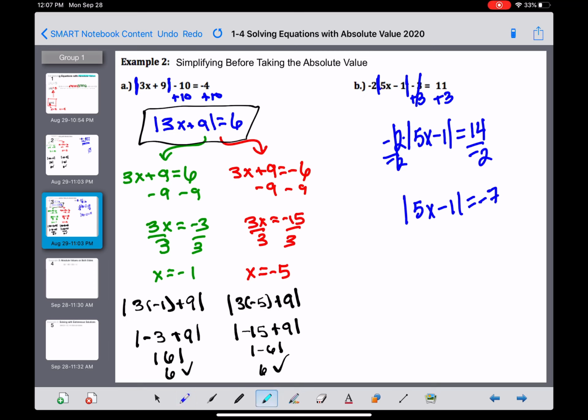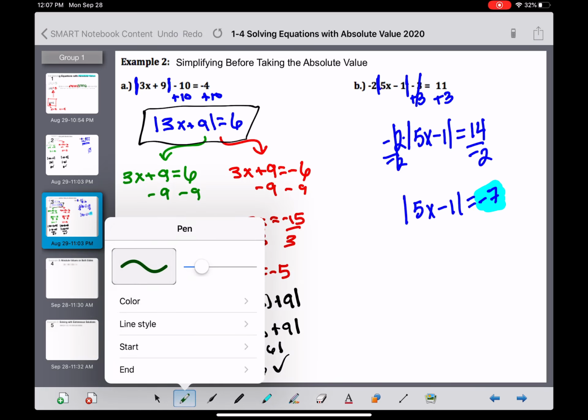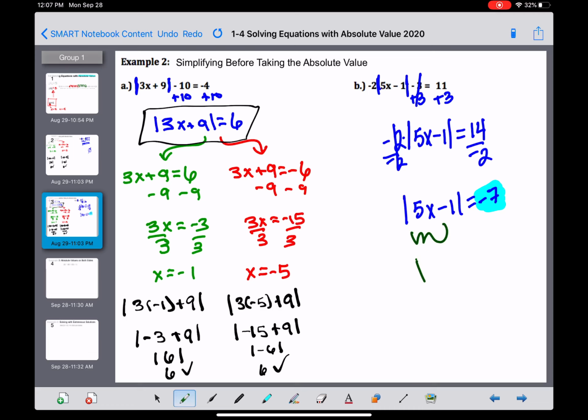And hopefully a little red flag popped up in your head because we're looking at absolute value, which should always be positive, being equal to a negative. And that is just not possible. So our answer is no solution.